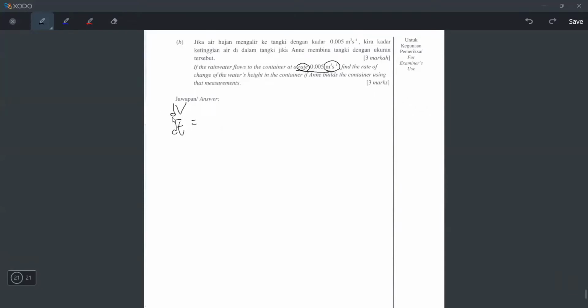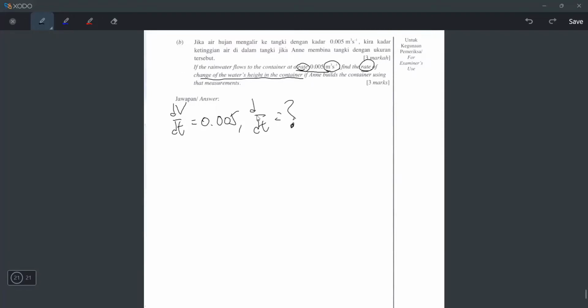But actually you can use whatever you want. X, Y, Z, anyone also can. But I will use dV, 0.005. Okay, and then find the rate again of the water's height. So what do you think I'll write? Over dt also. But this one they want you to find, so it should be a question mark. Means this is the final answer. So find the rate of change of water height.